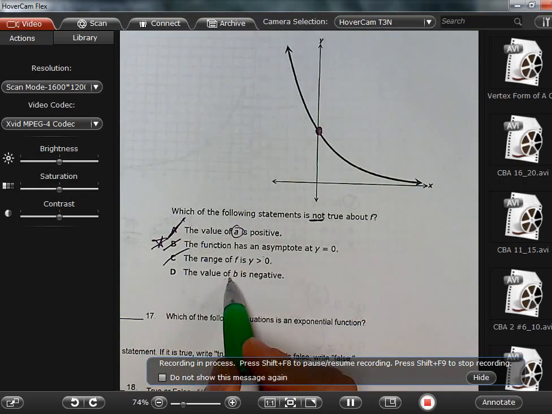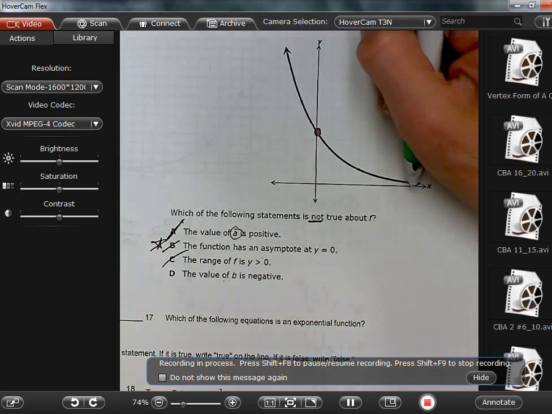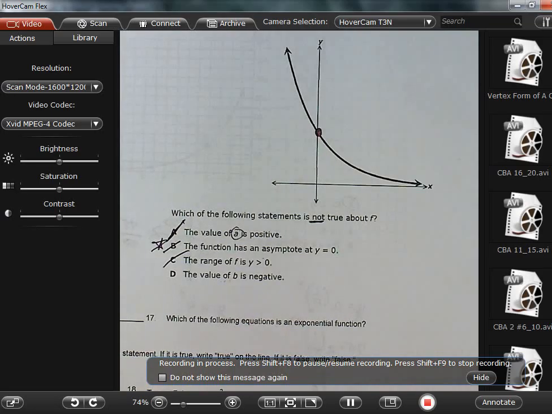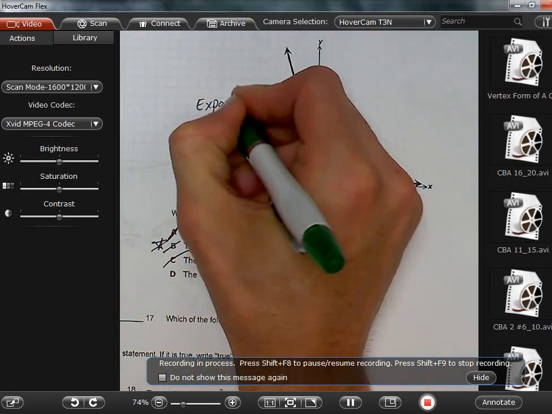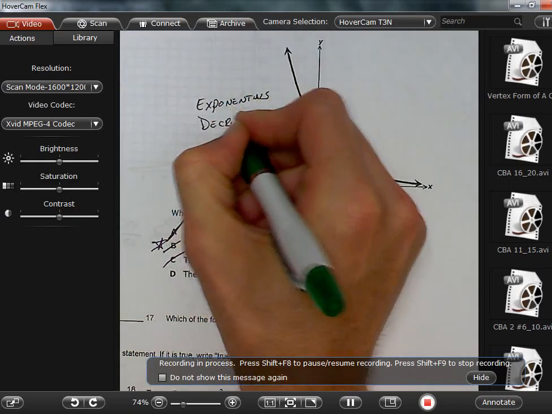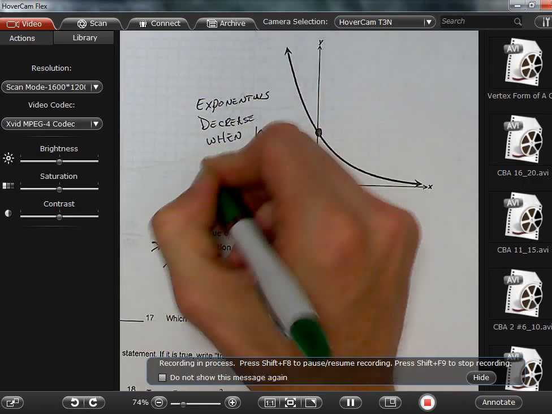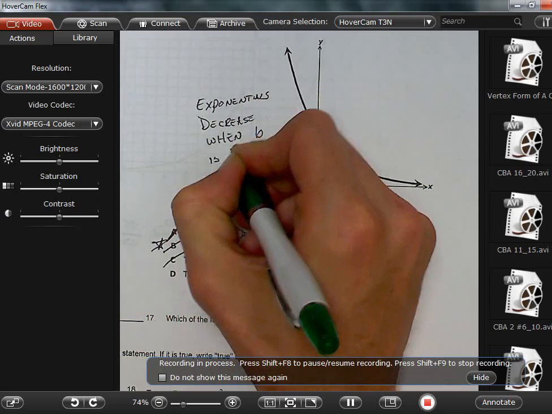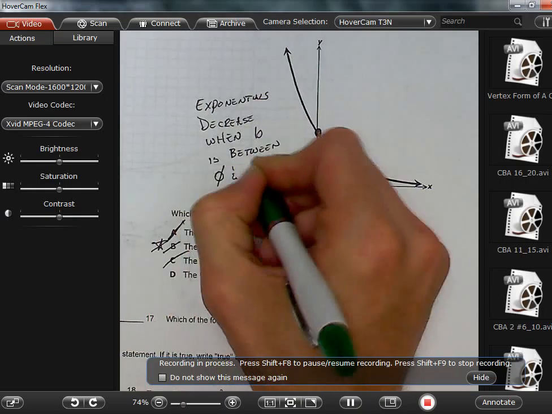What is the value of b? Negative? Why is it not negative? Because this goes down, but what causes exponentials to go down? Nope. When the b is between 0 and 1. Thank you. Exponentials decrease when the b is between 0 and 1. So it's D.